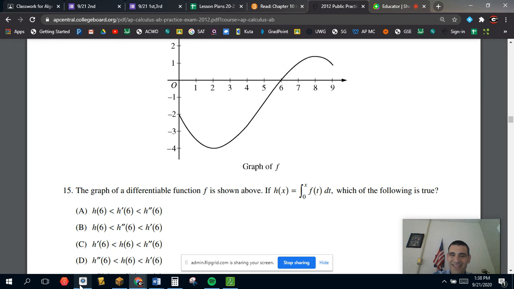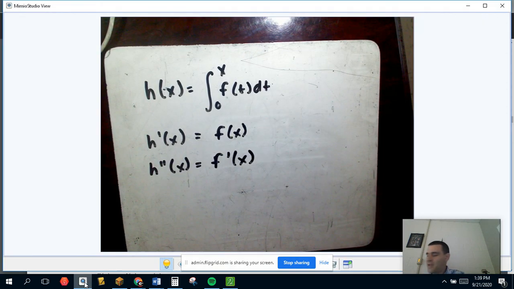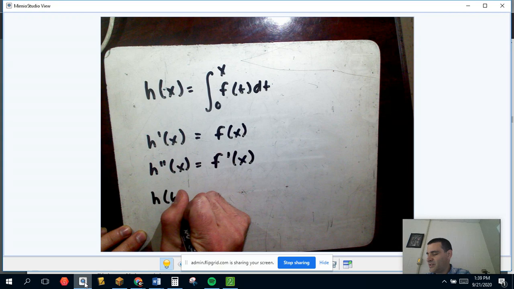All right, it wants to know at 6. Okay, so let's consider first h of 6. Well, I'm going to use my little arrow here. If 6 takes x's spot right here, you're looking for the accumulated area between 0 and 6, which is clearly a negative value. This is some negative number because that's all below the x-axis. All the accumulated area between this curve and the x-axis is going to be negative right here. So I'm going to go to my board here. I know that h of 6 is definitely negative.